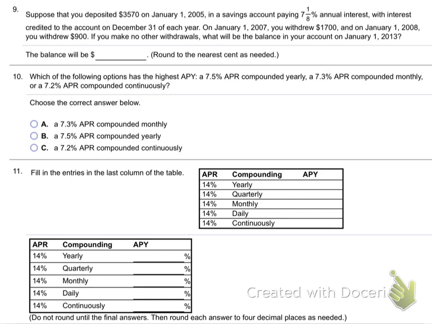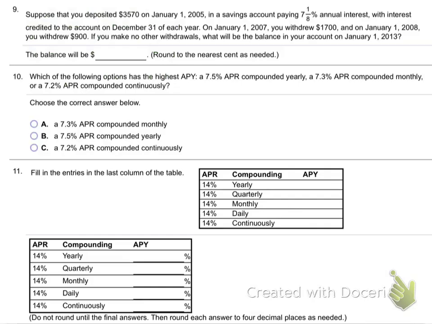Lavelle, you have the answer already? No, okay. So here we go. Let's take it piece by piece. In fact, why don't I write that out? I'm going to summarize this. This is question 9. So we start with 3570 in 2005.